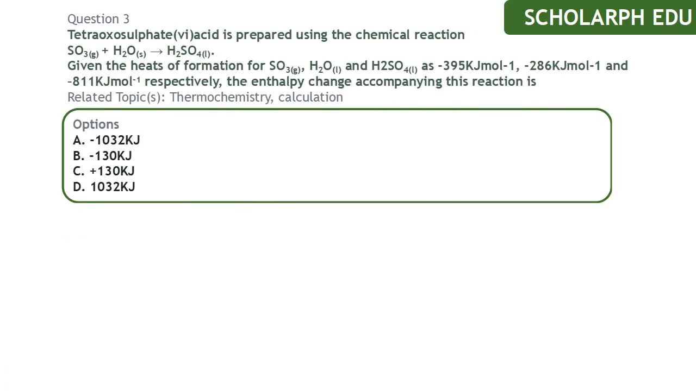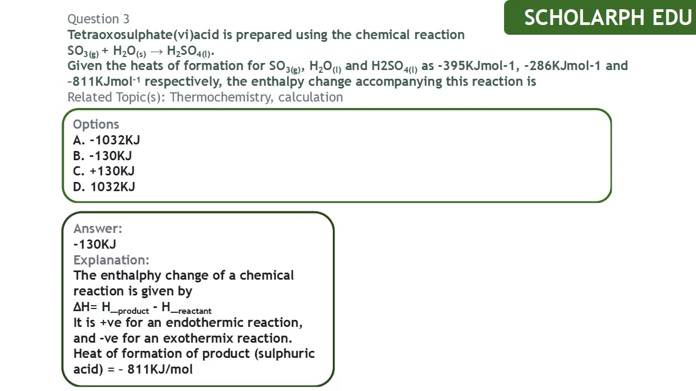Alright, we have a question here on thermochemistry. Thiosulfuric acid is prepared using a chemical reaction here. Given the heat of formation for the thiosulfate, water and sulfuric acid as minus 395 kilojoules per mole, minus 286 kilojoules per mole, and minus 811 kilojoules per mole respectively, the enthalpy change accompanying this reaction is, alright, the enthalpy change of a chemical reaction is the heat of the product minus the heat of the reactant. Okay, the heat of the product minus the heat of the reactant.